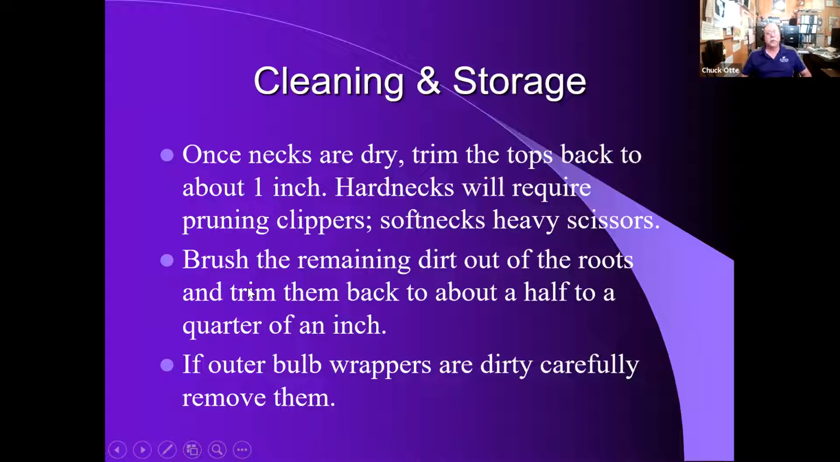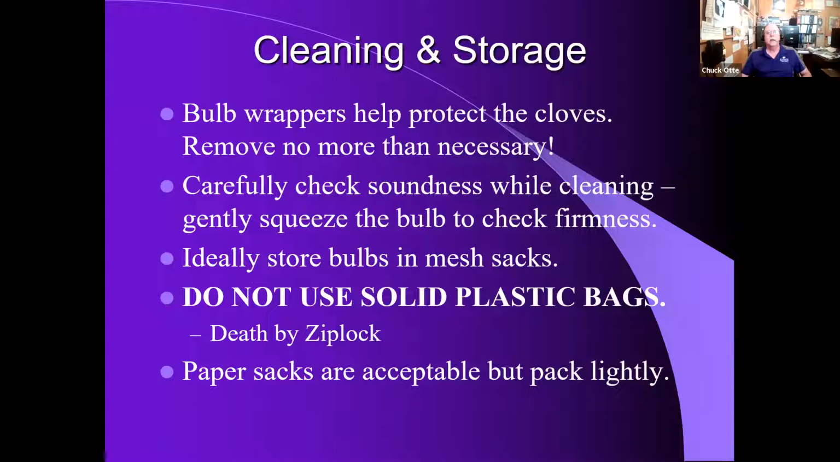Brush the remaining dirt out of the roots, trim them back to about 1/2 to 1/4 inch. A toothbrush works great for cleaning these up. Not the one you're going to use every day, but an old one. But if the outer bulb wrappers are really dirty, carefully remove them. Don't remove any more than you absolutely have to. They help protect the cloves, keeps them from drying out. Check the soundness while cleaning.